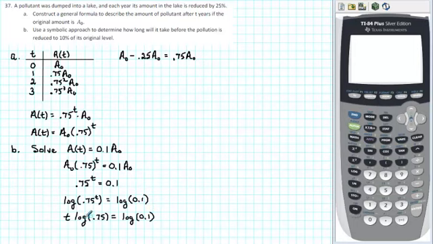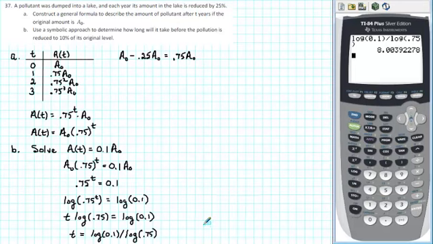Finally, in our last step, we can divide both sides by the log of 0.75 to get our answer. So t is equal to the logarithm of 0.1 divided by the logarithm of 0.75. We can use a calculator to get an approximate value. Our answer is approximately 8 years.